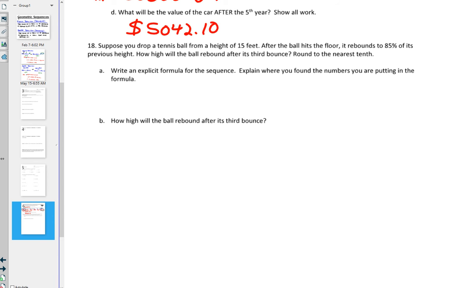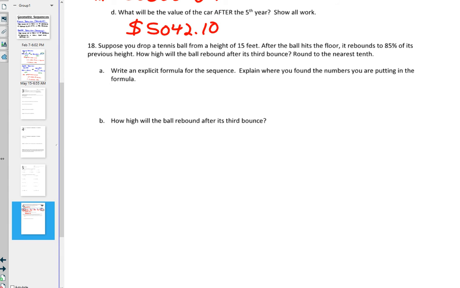Let's do this last word problem. Suppose you drop a tennis ball from a height of 15 feet. After the ball hits the floor, it rebounds to 85% of its previous height. How high will the ball rebound after its third bounce, and then round to the nearest tenth? Write an explicit formula. So they want you to break this into 2 pieces. But let's do the explicit formula first.